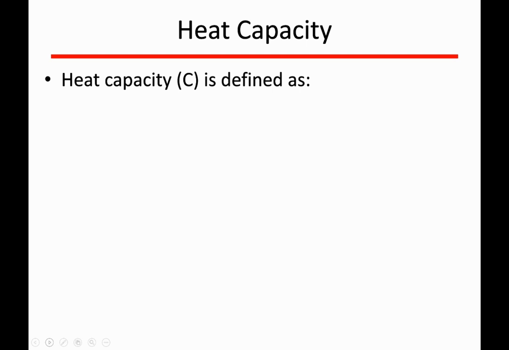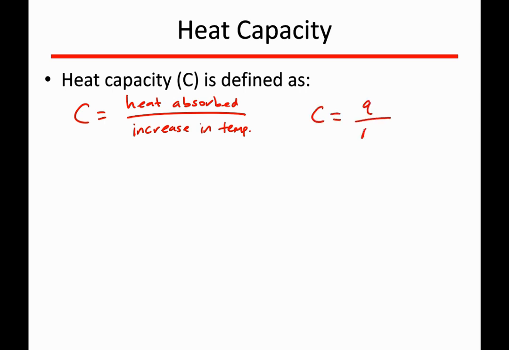What we define heat capacity to be is the amount of heat that's absorbed by a substance divided by the increase in temperature that that substance would experience as a result of the heat absorption. Put another way, you can say that C is equal to Q over the change in temperature. And that's how we would find heat capacity.